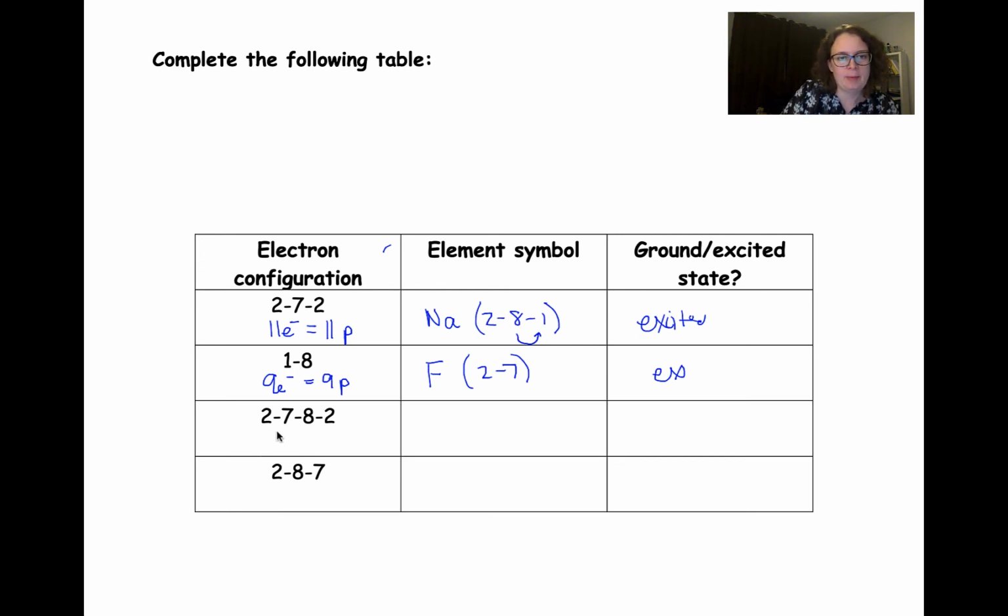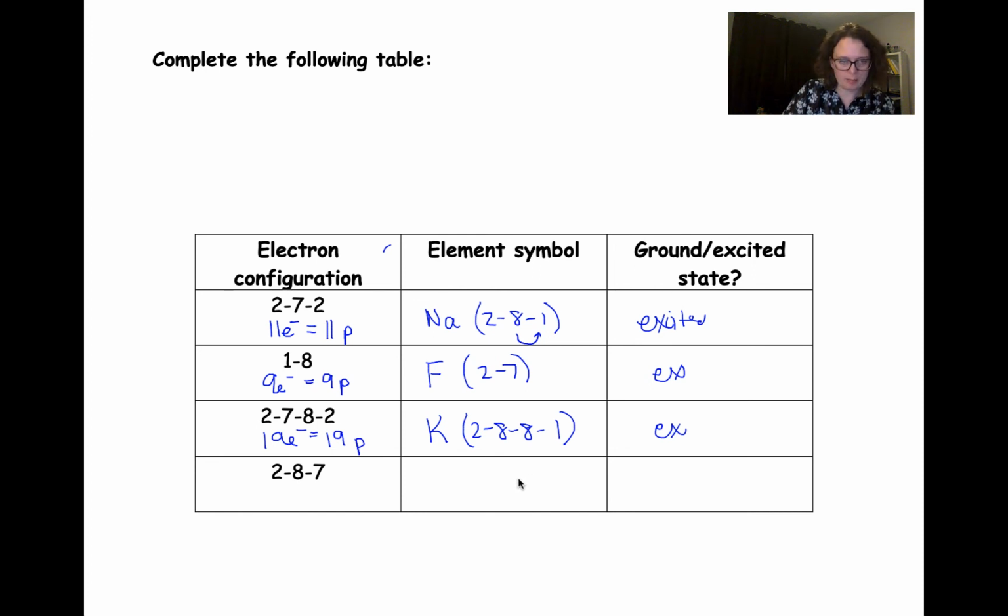For our next example, we'll add up our electrons. So 2 plus 7 is 9, plus 8 is 17, plus 2 more is 19 electrons. And that means we have 19 protons, which is potassium, with a ground state electron configuration of 2, 8, and 1. And again, right, we have slightly different electron configurations here, so some of our electrons have moved around. So again, we're in the excited state.